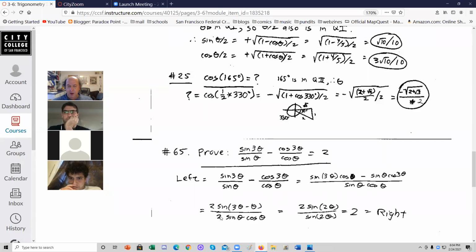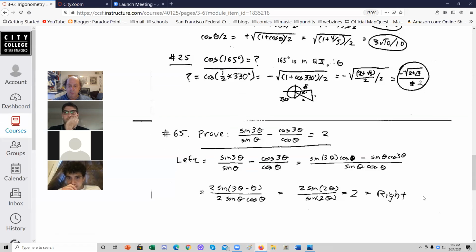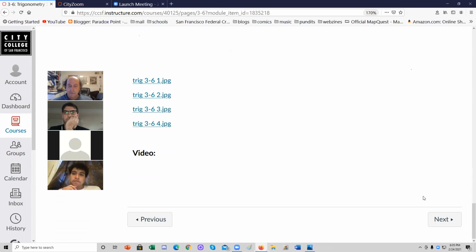Also multiply above and below by 2. So in the numerator, you get 2 sine 2 theta. In the denominator, you have 2 sine theta cos theta. That's the double angle formula for sine of 2 theta. So you get 2 sine 2 theta over sine 2 theta. These sines cancel. We're left with 2, which is the right side. And we're done. Okay.